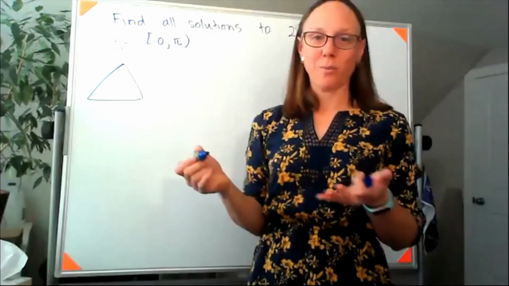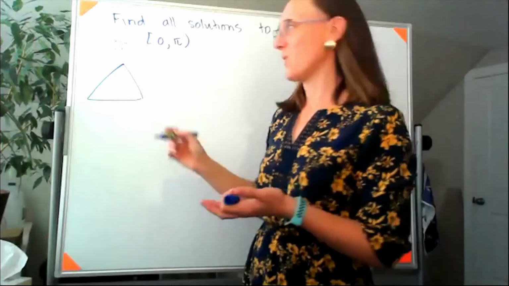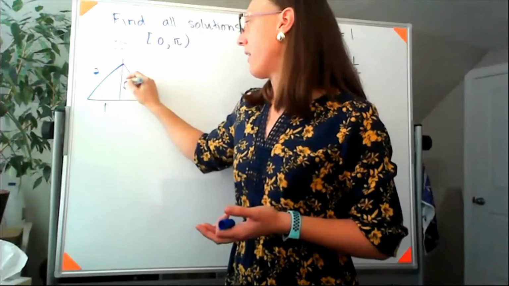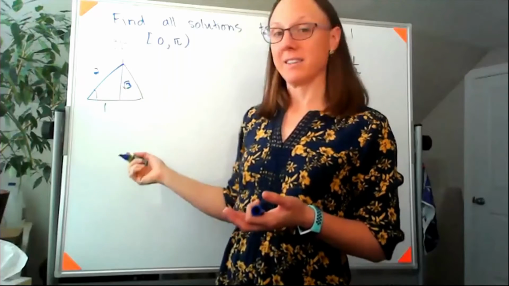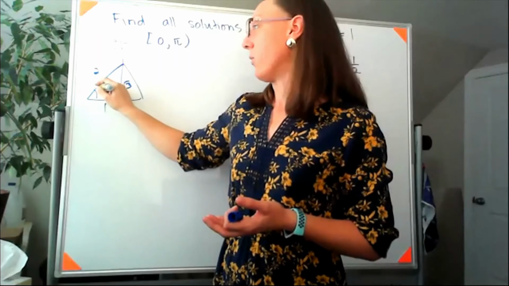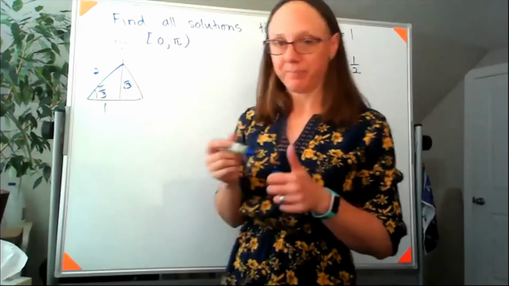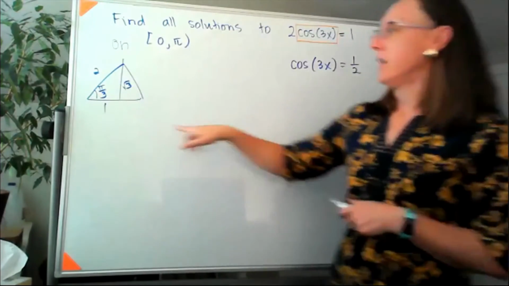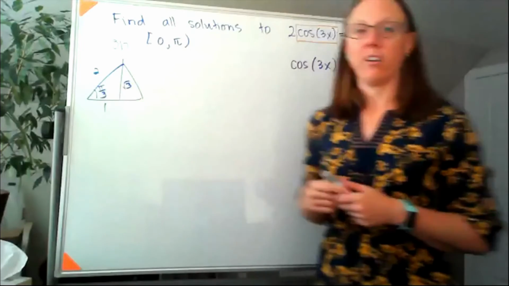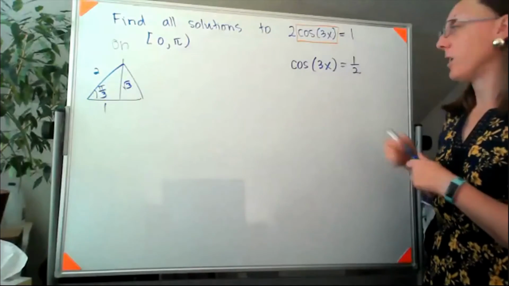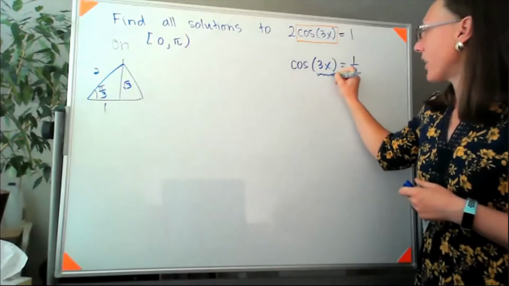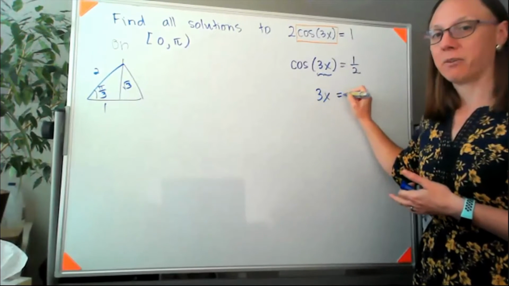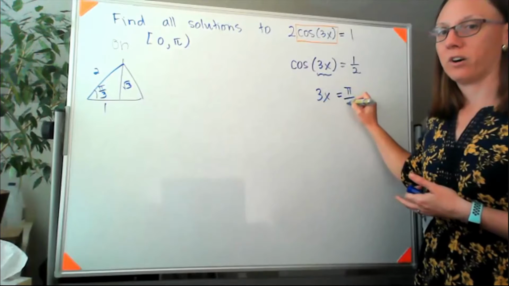I always go back to my right triangles. So if that's a 2, then when I cut it in half, that's a 1. I've got a square root of 3 for the height. And because this was an equilateral triangle, I know that right there is pi/3. If cosine is going to be 1/2, I am looking at an angle of pi over 3. So thinking about that, that means this 3x, that's my angle, would have to be equal to pi over 3.